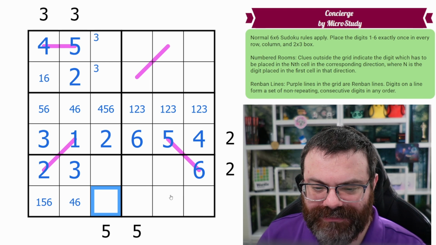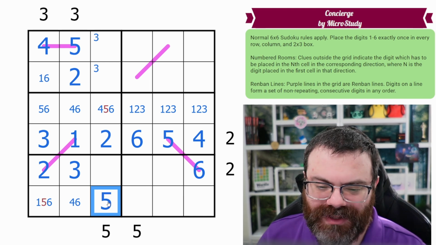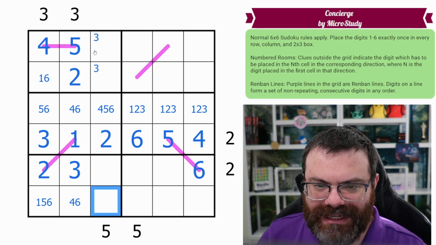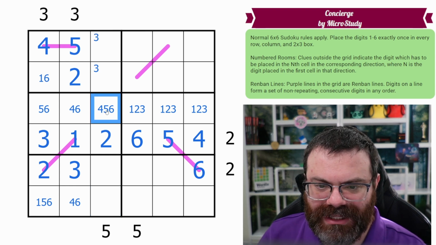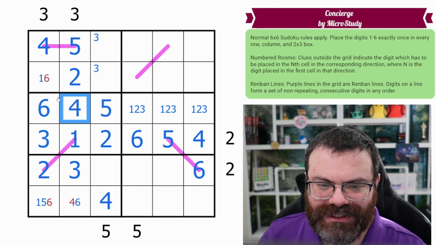We can't put a 1 here, right? You can never put a 1 next to a numbered room clue because that tells you that on top of the 1, we're also putting a 5. So this isn't going to be a 1. It's not going to be a 2. It's not going to be a 3. So 1, 2, and 3 are out. And it's not going to be up here because there's already a 5 in the box. So this has to be a 4. Placing a 5 there. That resolves all of these.